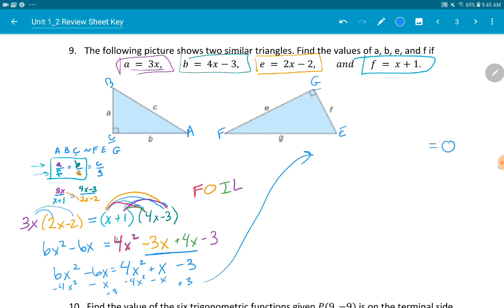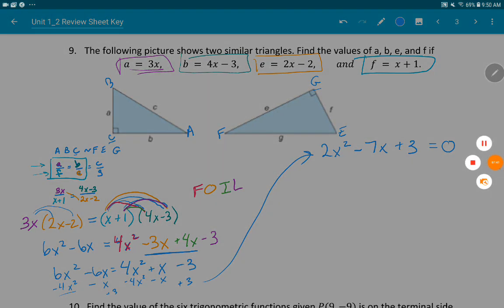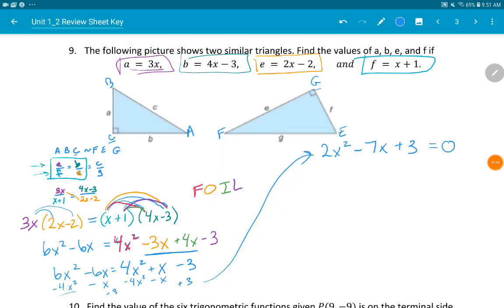And on the left, I have 6x squared minus 4x squared gives me 2x squared. Negative 6x minus x gives me a negative 7x, and then add 3. Okay, now I need to factor this guy.